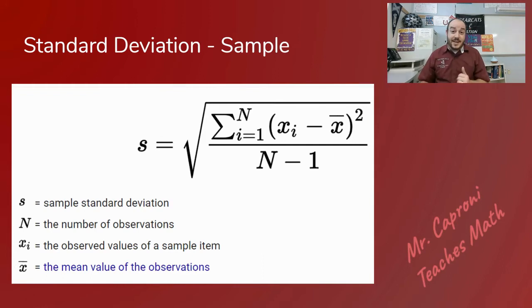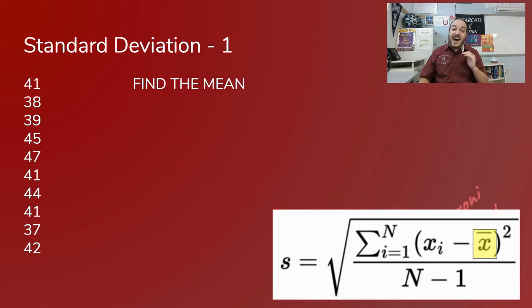All right, let's go ahead and get started with this. Now I'm going to go ahead and throw the formula down in the corner, and I'm going to highlight each step as we go through, as you see it in the formula. So the first thing I've highlighted there is the X bar. In other words, we need to find the mean. That is going to be step one, find the mean.